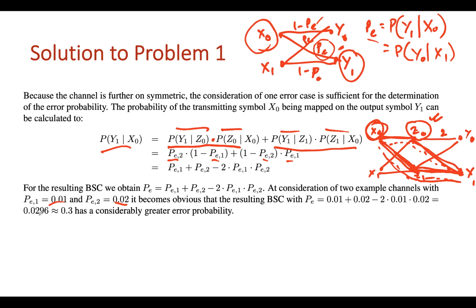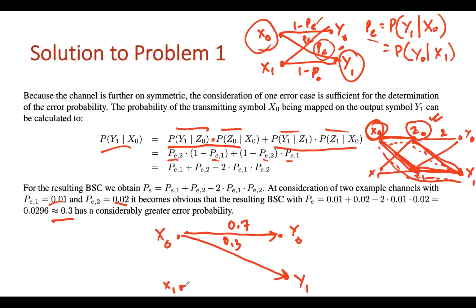The final value will be almost equal to 0.3. So that will be your combined channel. So x0 will be received as y1 with the probability 0.3, and x0 will be received as y0 with the probability 0.7. Similarly, x1 will be received as y1 with a probability 0.7, and x1 will be received as y0 with a probability 0.3. So that's the final answer.